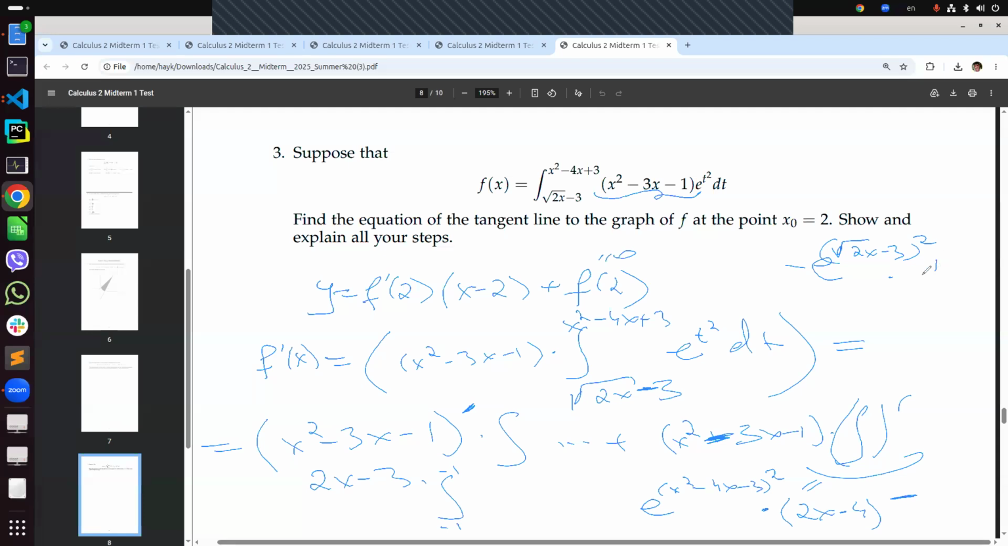times the derivative of root of 2x minus 3, which gives us what? So 1 over root of 2x minus 3, and here we have to multiply with 2, and here we have to multiply with 2. Okay, then plug in x equals 2, and we get root of 2x minus 3 is 1, so it remains just to calculate this. Questions?